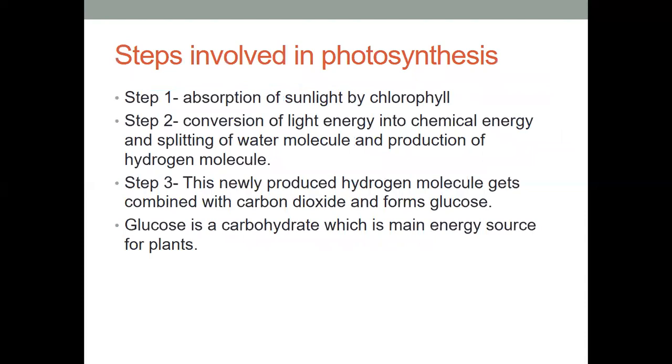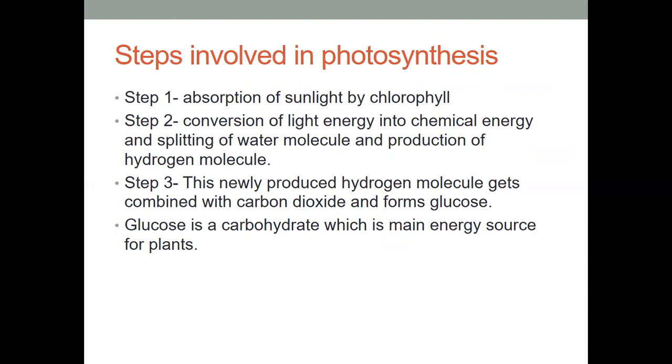So one by one we will learn the steps of photosynthesis. Step 1, absorption of sunlight by chlorophyll. Easy, absorption of sunlight by chlorophyll. Step 2, conversion of light energy into chemical energy, splitting of the water molecule, and production of hydrogen molecule. So here simply what is happening? To convert light energy into chemical energy, first the water molecule will split, and the hydrogen from it will separate. So where will this hydrogen get added? To carbon dioxide, and that forms glucose.